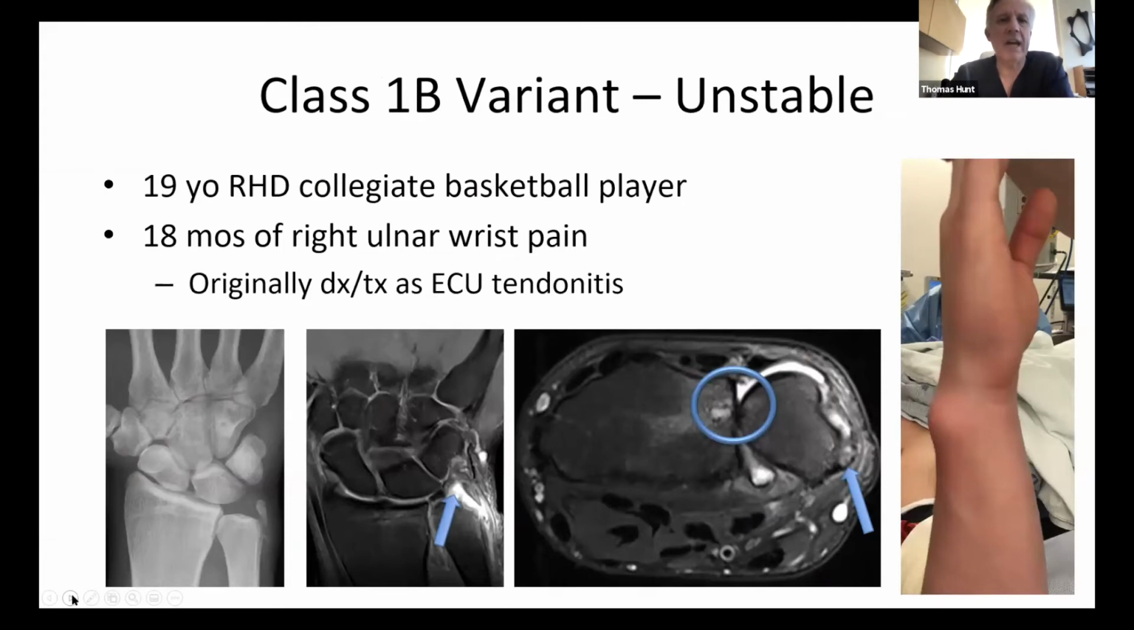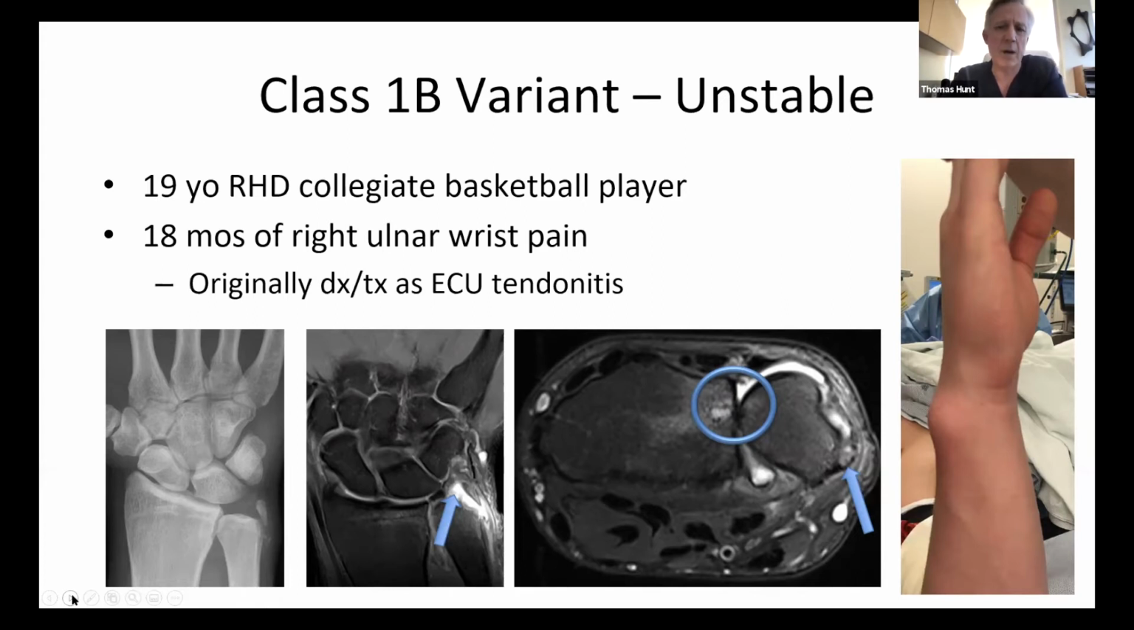If you look at a variation of this, and again, it's a continuum, and this is a 19-year-old college basketball player, his dominant right hand. He was 18 months out from a wrist injury, originally diagnosed with ECU tendonitis and treated as such until finally his ulnar styloid non-union, visible on the bottom left, became obvious to folks. And so we obtained an MRI scan, and you can see the arrow is pointing to a destabilizing peripheral TFCC tear, and his examination was consistent with a significant lack of stability in all positions.